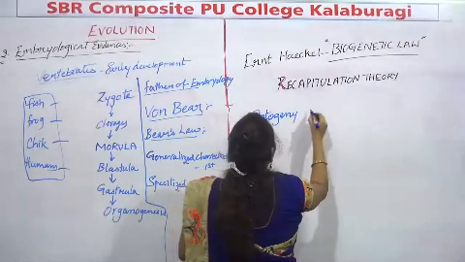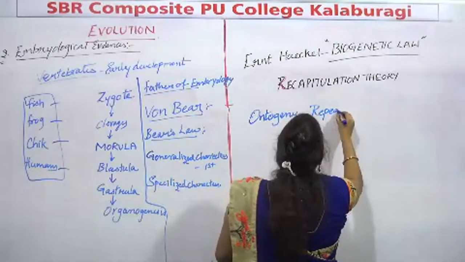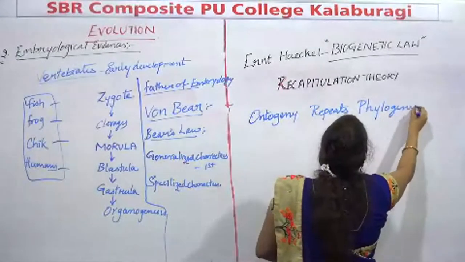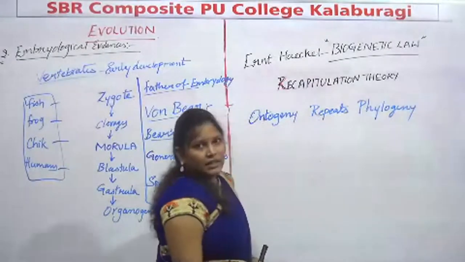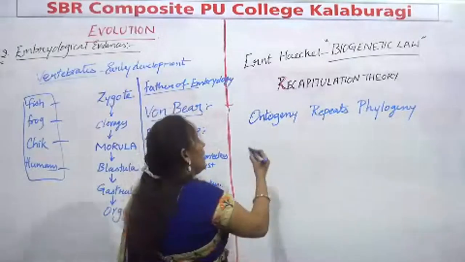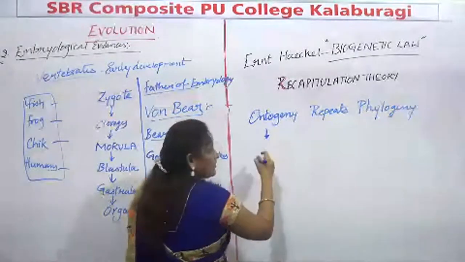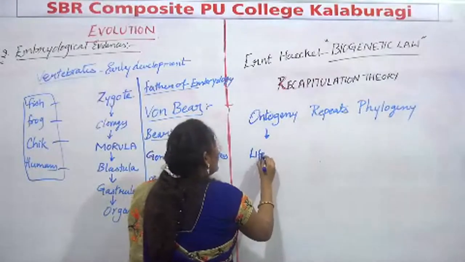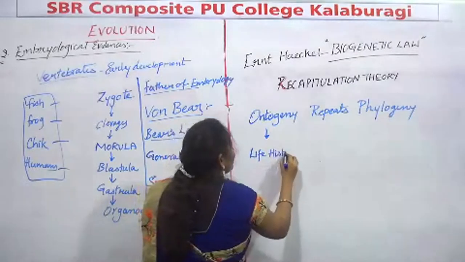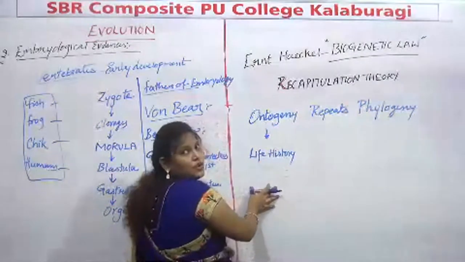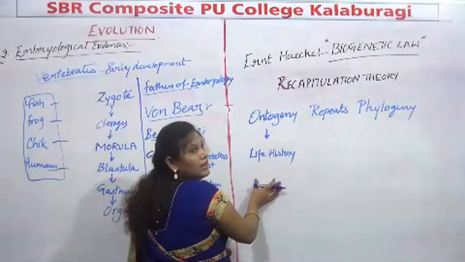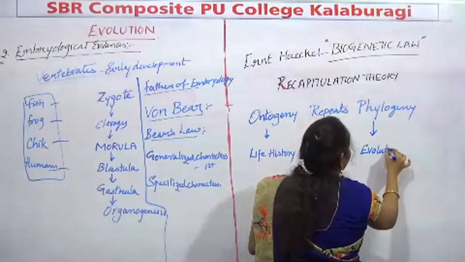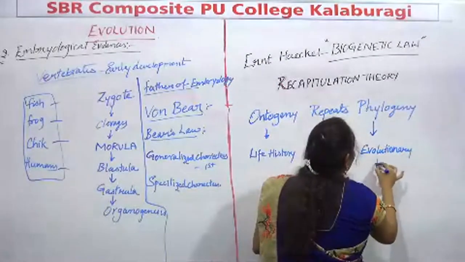Ontogeny repeats phylogeny. Ontogeny means the life history, not only embryonic development, the complete development of an organism. The life history of an organism is in correlation with the evolutionary history of an organism.